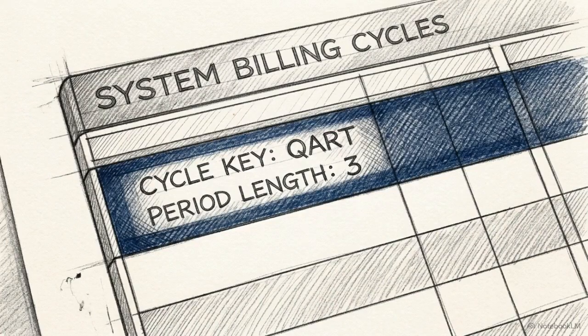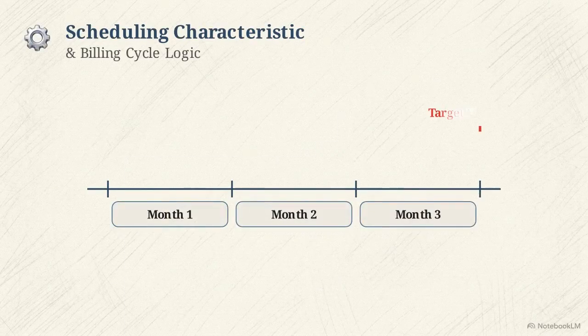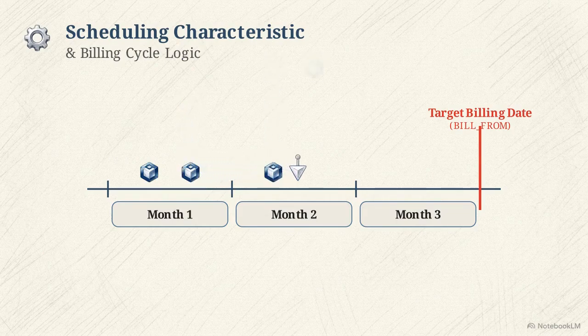The setup is complete. We built a new cycle at the system level and successfully grafted it onto the customer's specific profile. As you can see in this timeline, the immediate mechanical result of our work is that the scheduling characteristic will now project the target billing date, the bill from date, exactly 3 months into the future. The system holds the item securely until the cycle concludes.